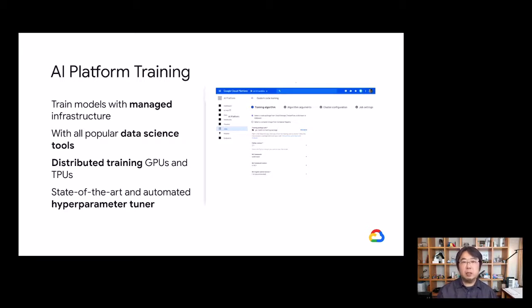And also, it includes the state-of-the-art automated hyperparameter tuner that was originally used for internal use cases in Google's machine learning engineering. So you can get Google's own state-of-the-art hyperparameter tuner for finding the best hyperparameters for your machine learning models.